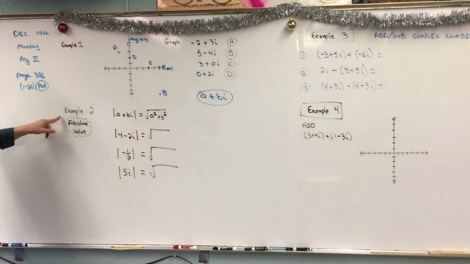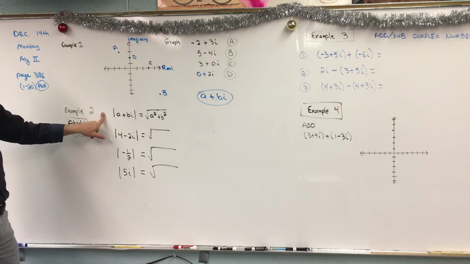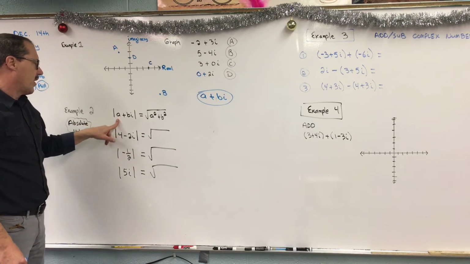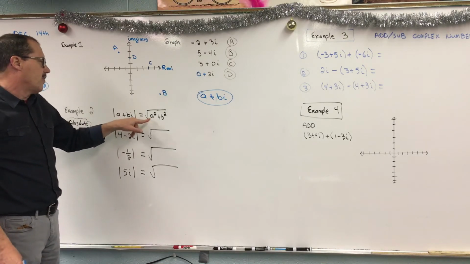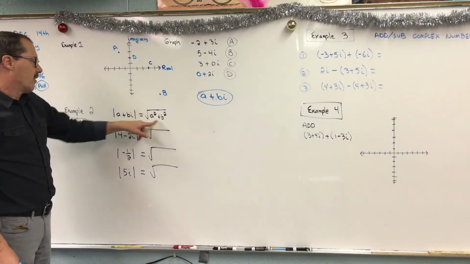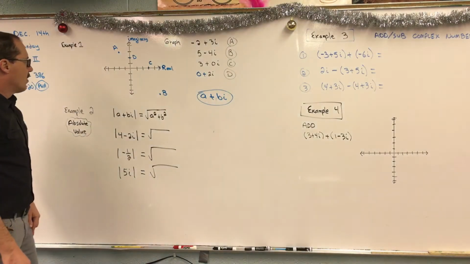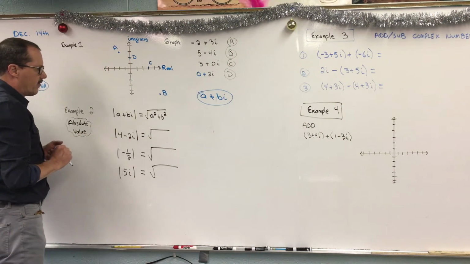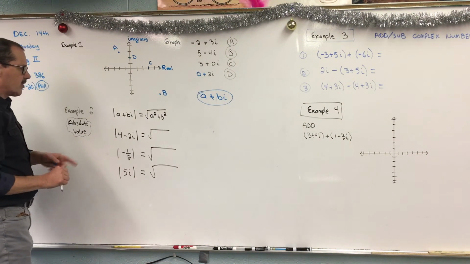Okay, example 2 is for absolute value of complex numbers. The absolute value of a complex number, a plus bi, is defined to be the square root of a squared plus b squared. It's really just using the Pythagorean theorem again. There is an example in the book you can look at if you want to see that further. I'm just going to go ahead and do the calculations.